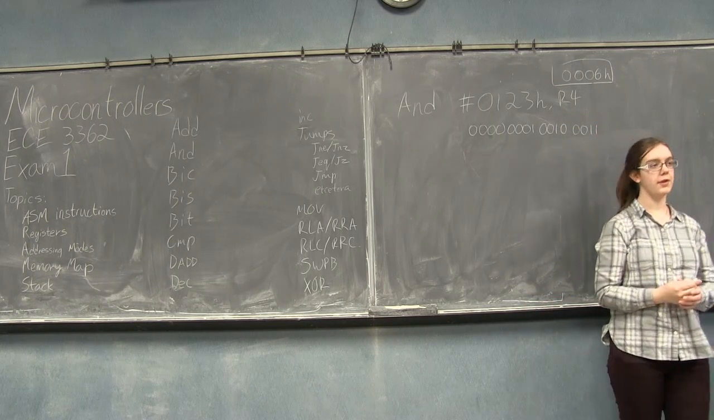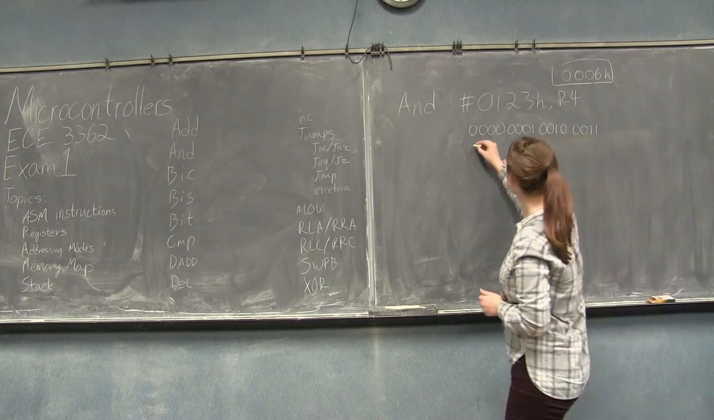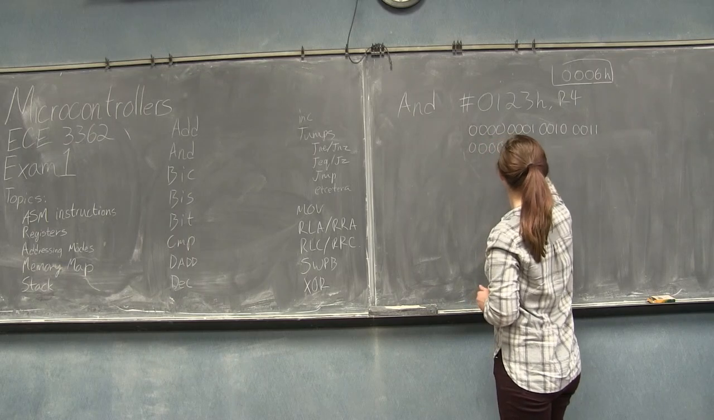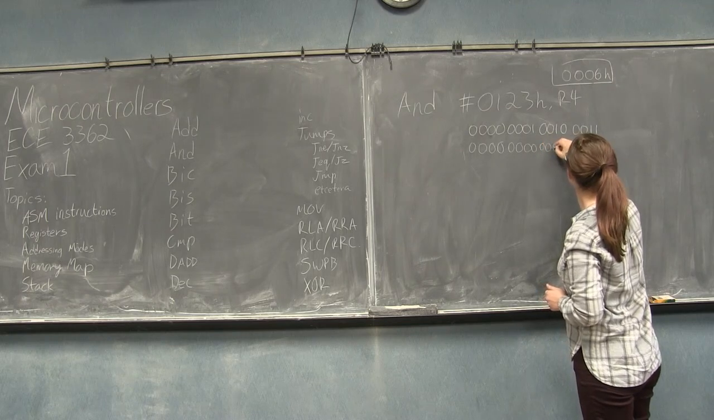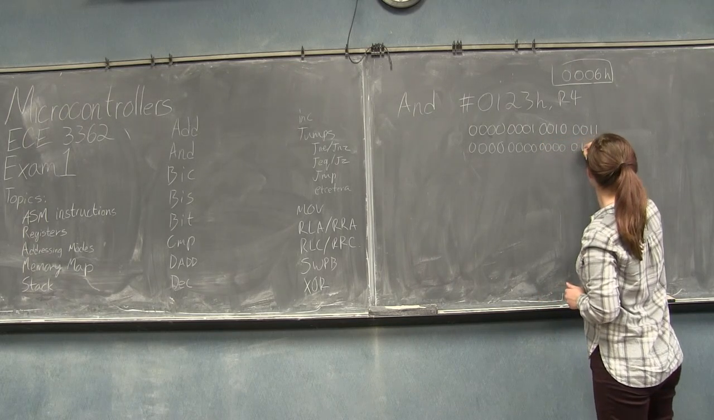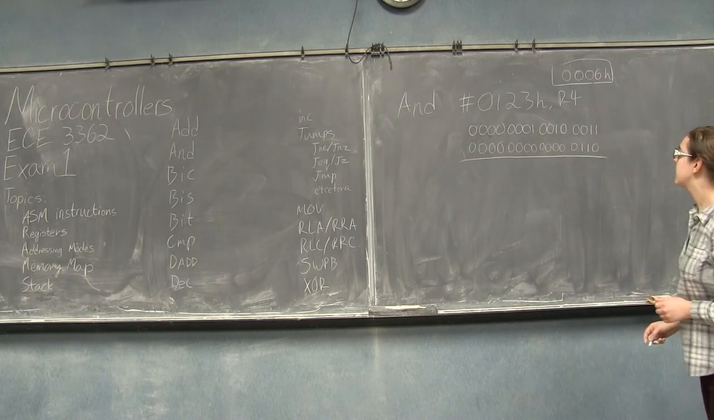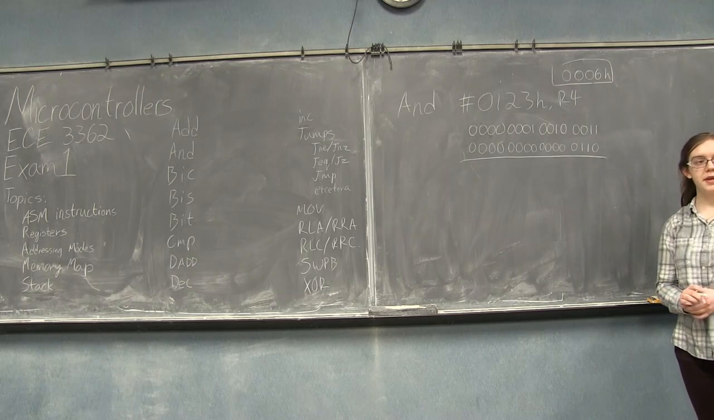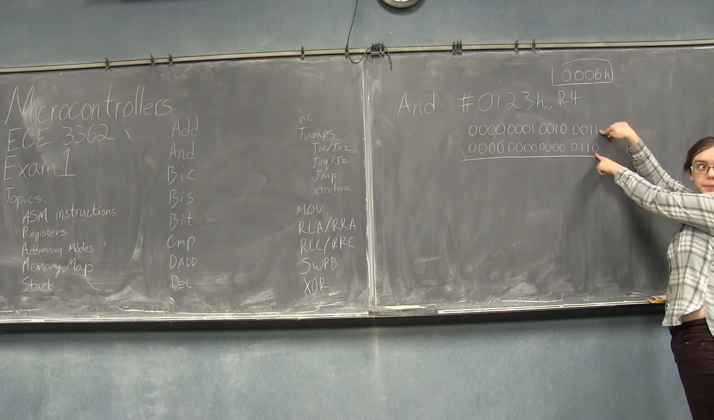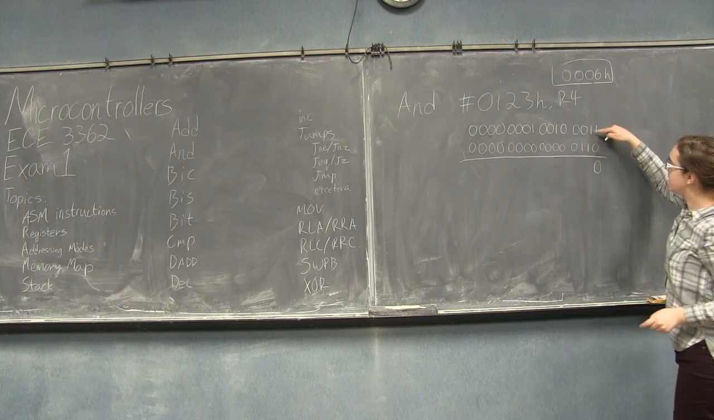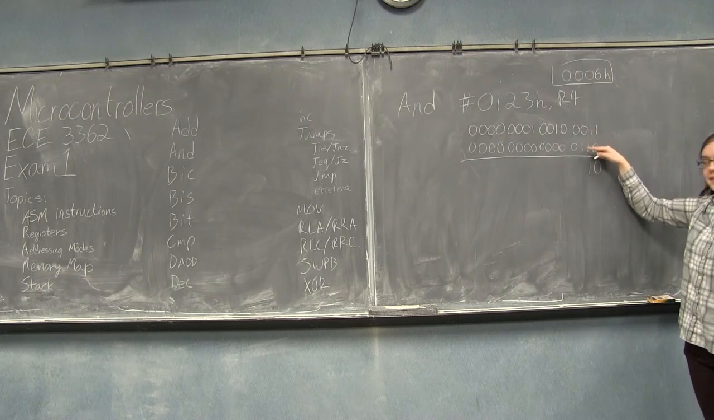Does everyone know how to convert from hexadecimal to binary? All right. So, if you think back to the truth table of AND, what do you get when you AND a 1 and a 0? What do you get when you AND a 1 and a 1? A 0 and a 1?